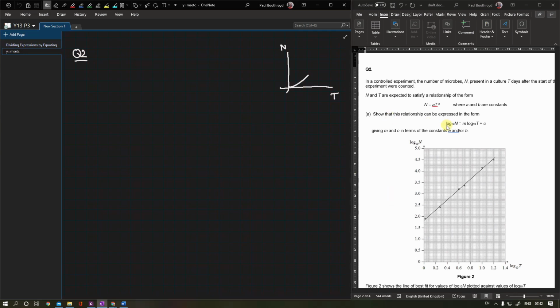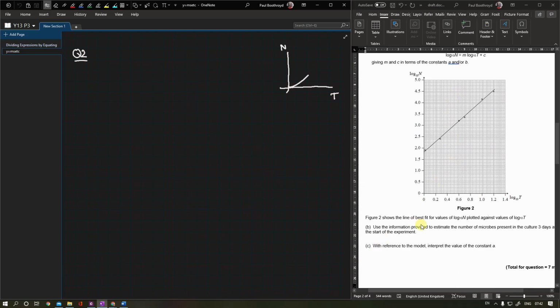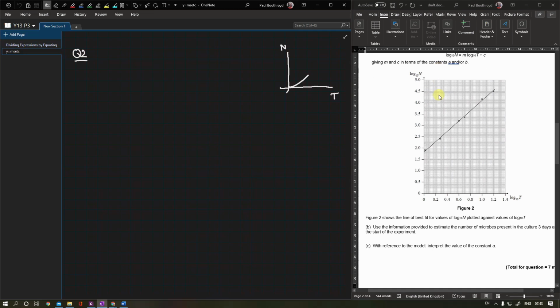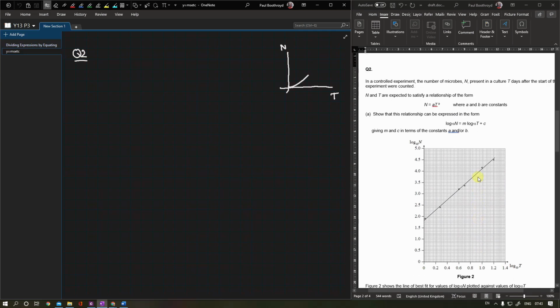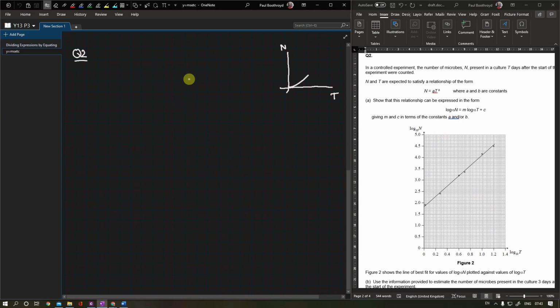Things we've got to do is, first of all, do the equation of the line again. Use the information to estimate the number of microbes present 3 days into the experiment. So let's put the numbers into the expression. And with reference to the model, interpret the value of what A means. Okay, so we've got a value here. This time, notice t to the b, so it's the gradient one again.